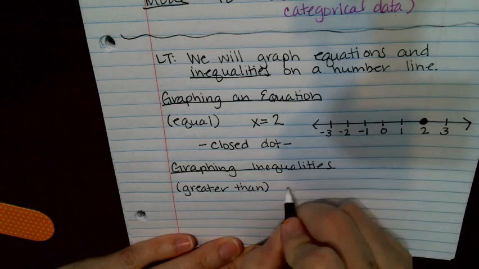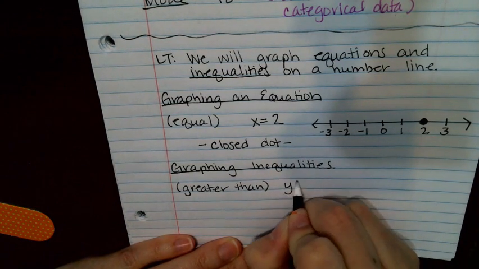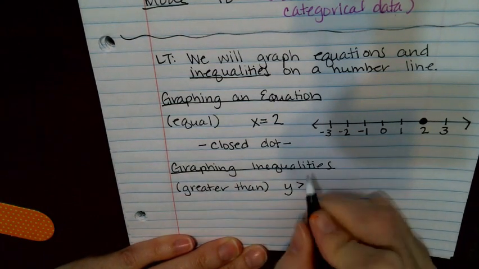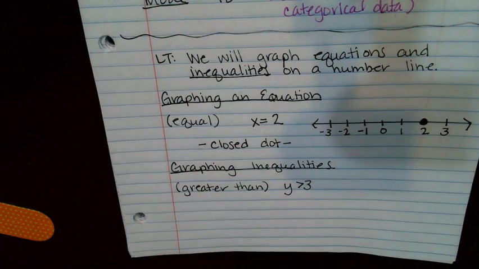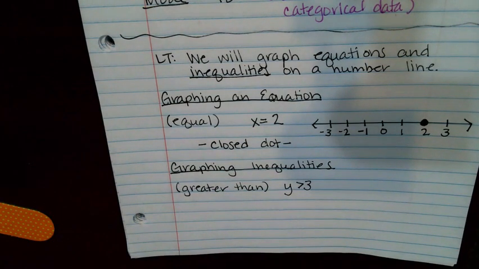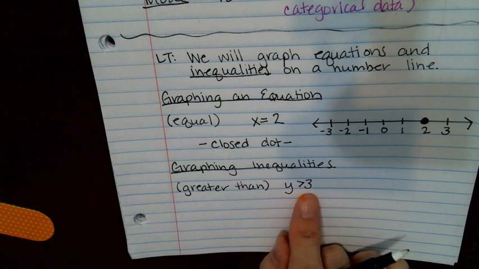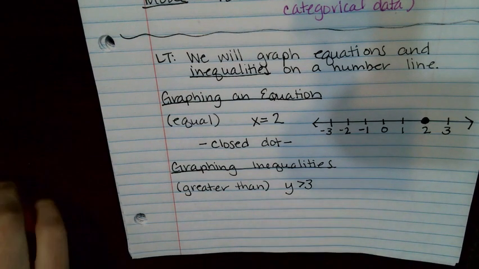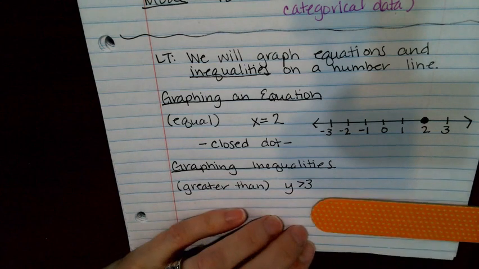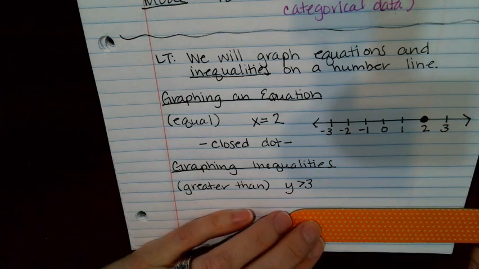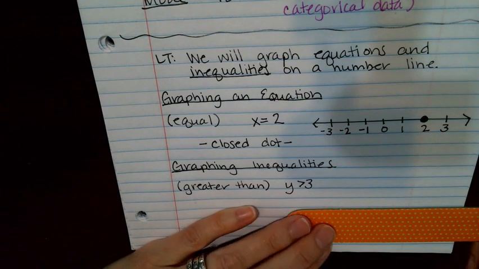So we would have some variable, so y is greater than, and if I used a number, I could say something like 3. Y has to be greater than 3. Okay, it can't be 3, it has to be greater than 3. So how do we put that on a number line? Well, let's start by going down here just a little bit to give myself a little bit of space.